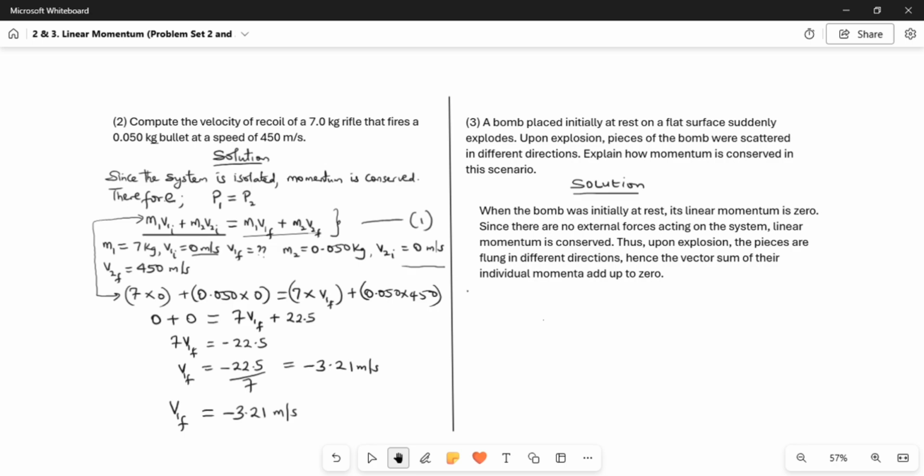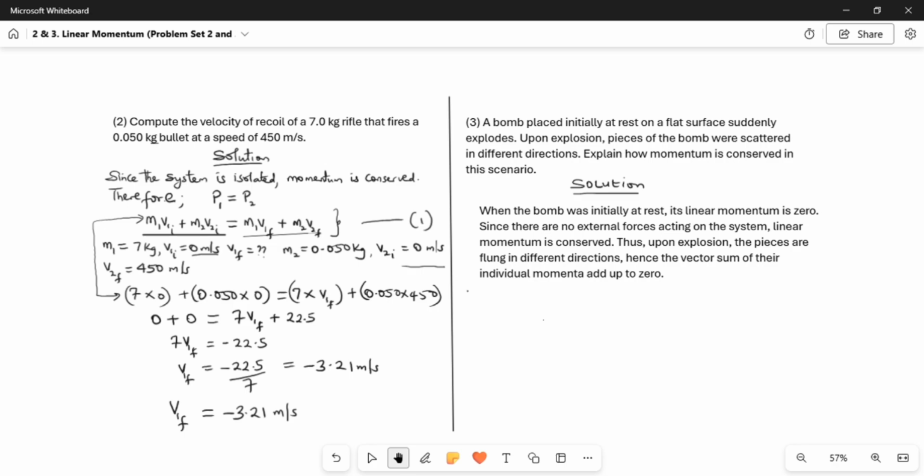The bomb was initially at rest. If the bomb is at rest, then it implies that its velocity is 0. If the velocity is 0 and momentum is the product of mass and velocity, then of course momentum will be 0.